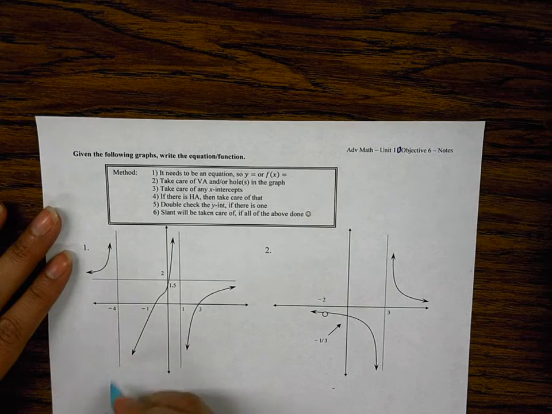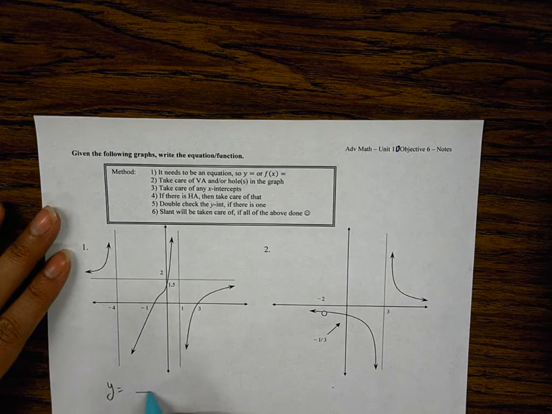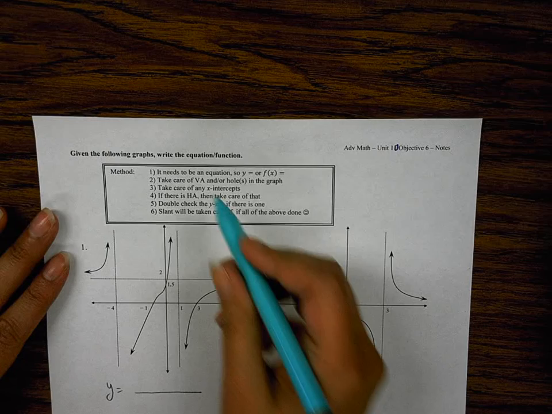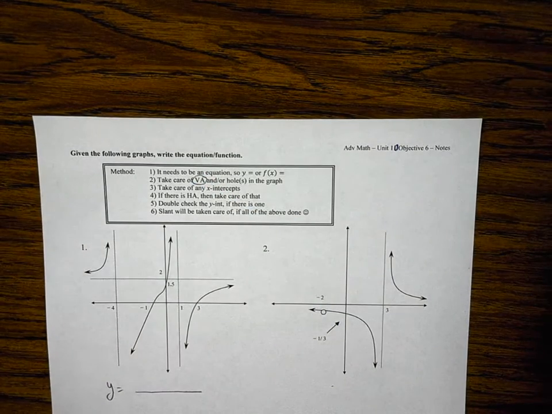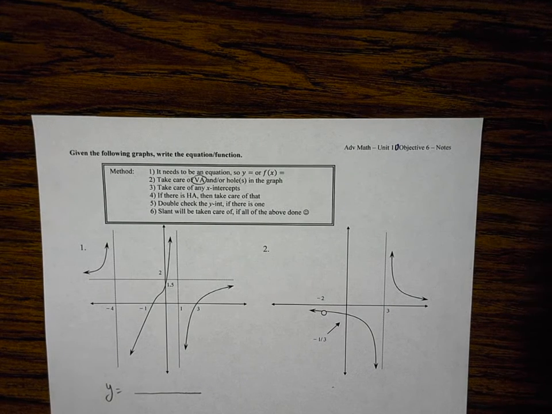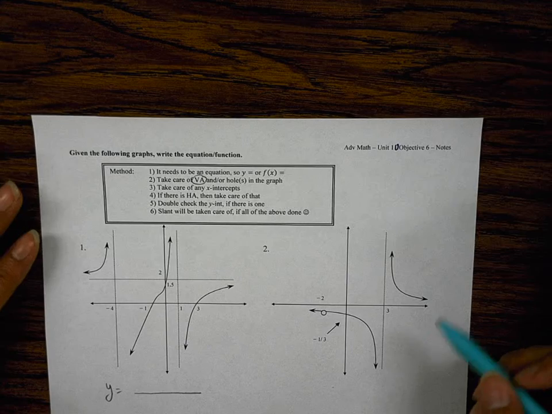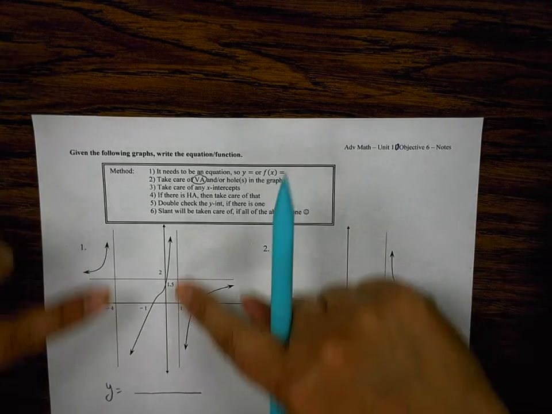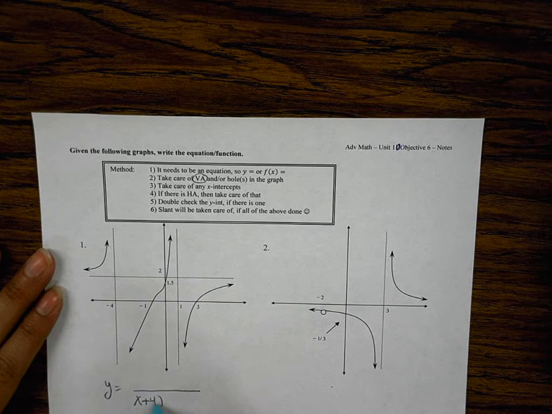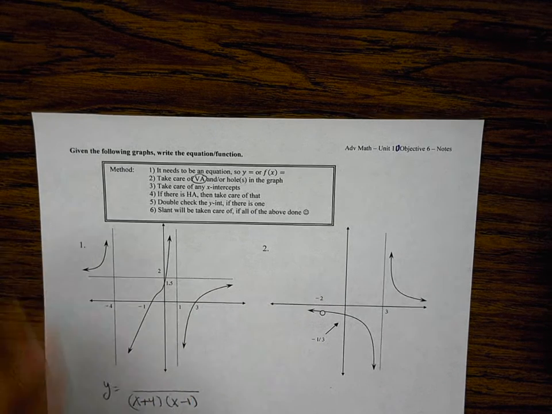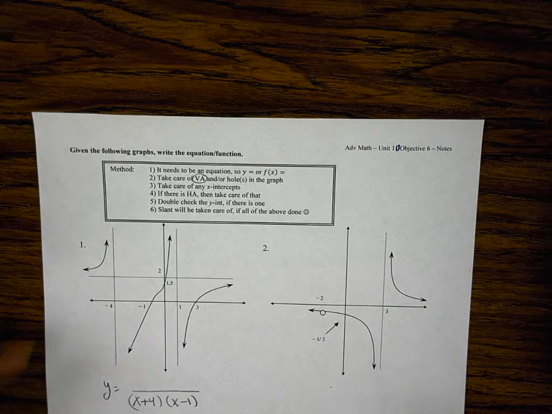It needs to be an equation, so y equals or x equals. We know it's going to be a fraction. So first thing you take care of are your vertical asymptotes. And when we do our VA, HA, SA, VA is the first thing we find, so it makes sense, vertical asymptotes. And our vertical asymptotes are these here, -4 and +1. So x plus 4, x minus 1, because we always get our vertical asymptotes from the denominator.